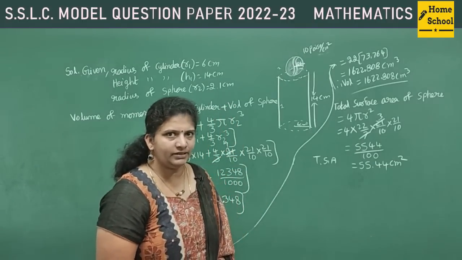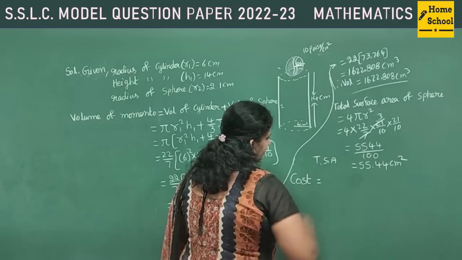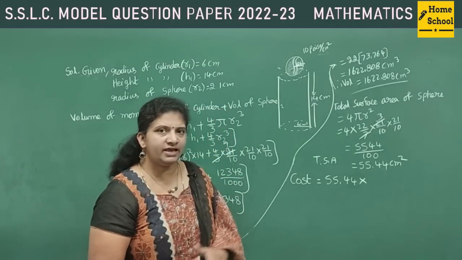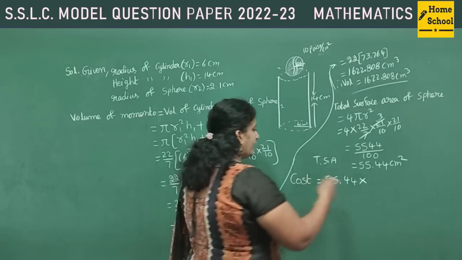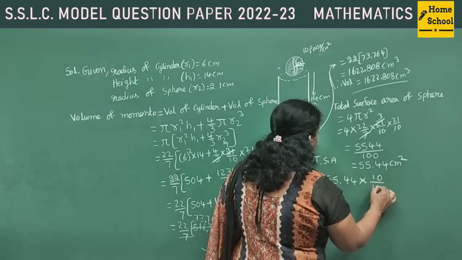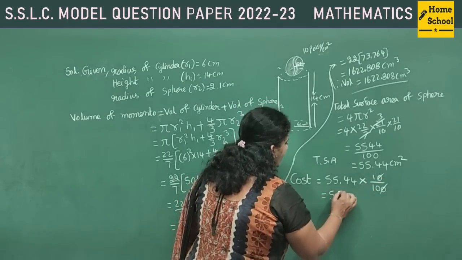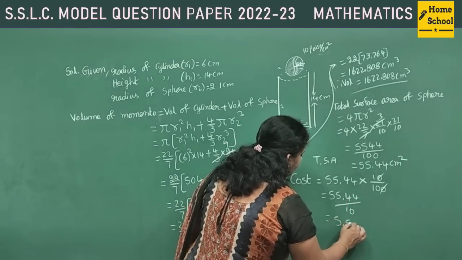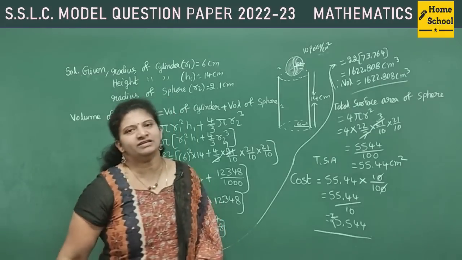Is the answer completed? No. We need to find the cost. Cost of painting is equal to 55.44 into, if you are saying in paisa, you need to multiply only 10. But in rupees you should say. So for that, 1 rupee is equal to 100 paise. So 10 paisa means 10 by 100. So 1 0, another 0 will be cancelled. Now 55.44 by 10. Shift one more decimal. That will be 5.544 rupees is your cost of painting the sphere.